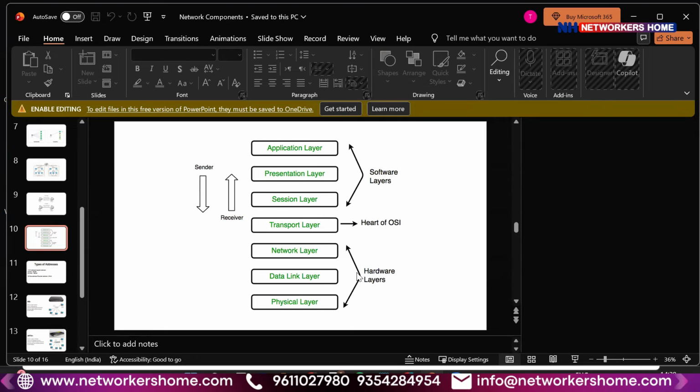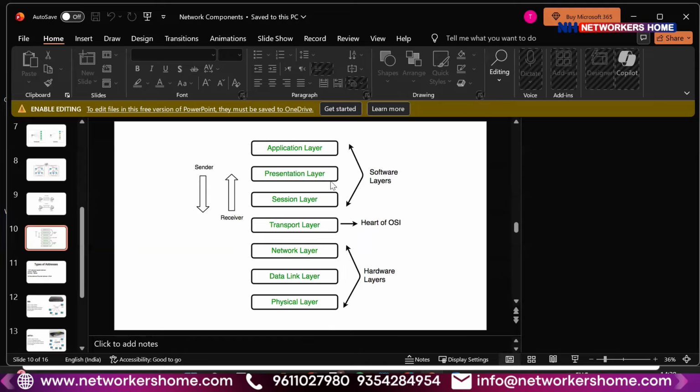The first 3 layers are called hardware layers. Why do we call them hardware layers? Because all your hardware devices work on those layers. For example, on the physical layer, your hubs, PCs, laptops, printers, and cables all work. In the data link layer, your switches work. In the network layer, routers, servers, and firewalls work.